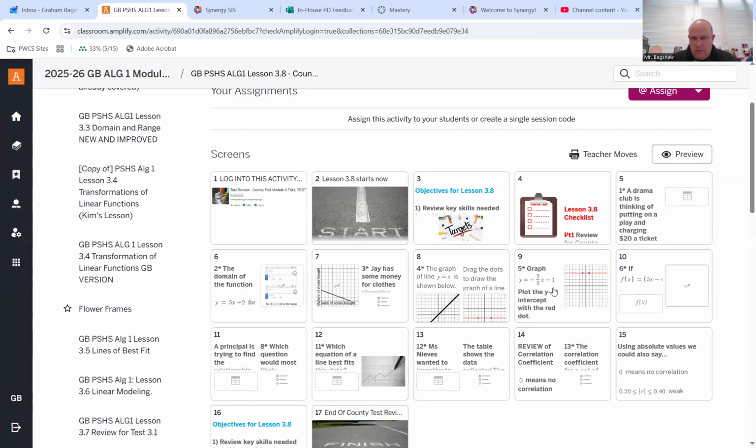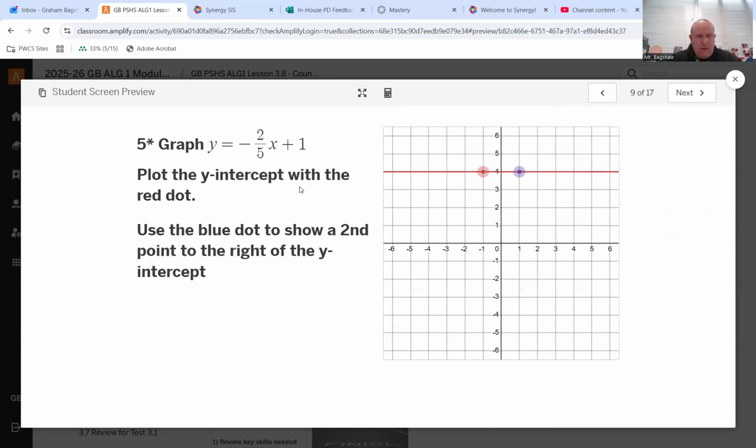Oops, let me go to question 5. Plot the y-intercept with the red dot. Now that's specific just for this coding that I've done on this program here. So as it starts with y equals, the number without the x is going to be the y-intercept. So that will be 1.